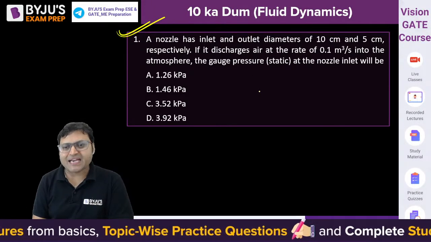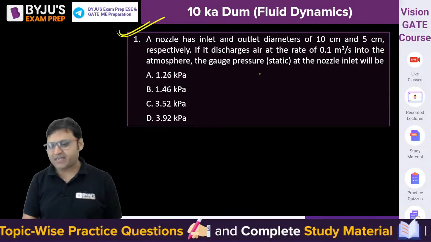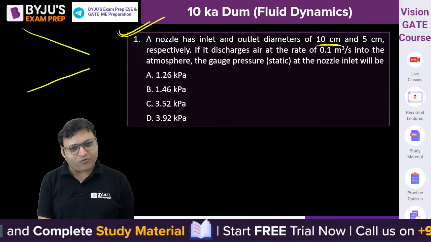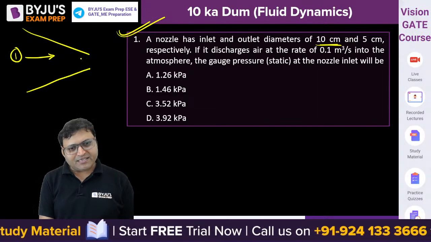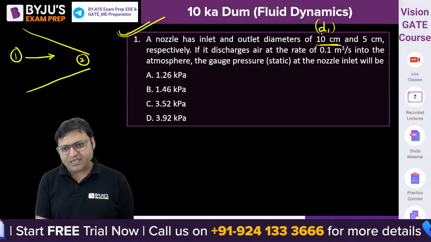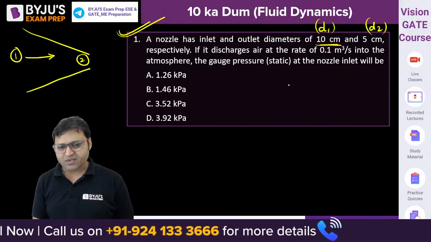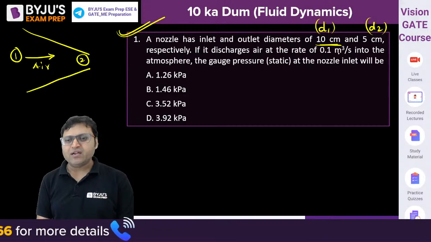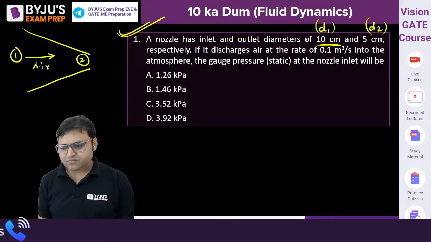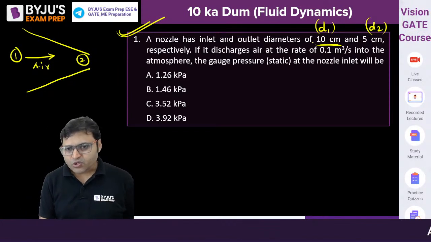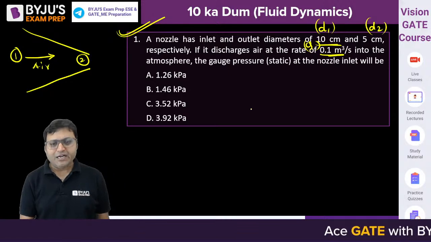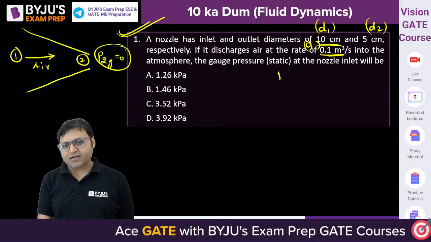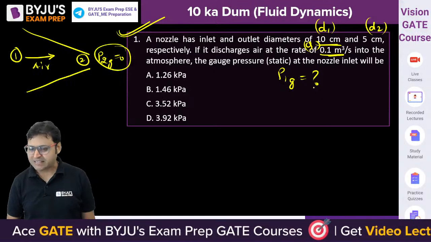A nozzle has an inlet and outlet diameters of 10 centimeter and 5 centimeter respectively. Inlet diameter of the nozzle is a gradual converging section. This is inlet section 1. This is the outlet section 2. So the diameter D1 is equal to 10 centimeter and D2 is 5 centimeter, right? If the discharge of air, the fluid is air, and the discharge of air is 0.1 meter cube per second, Q is given as 0.1. Q is equal to 0.1 meter cube per second into the atmosphere. It means P2 gauge is equal to 0, isn't it? The gauge pressure at the nozzle inlet. What is the value of gauge pressure at 1? Simple question.